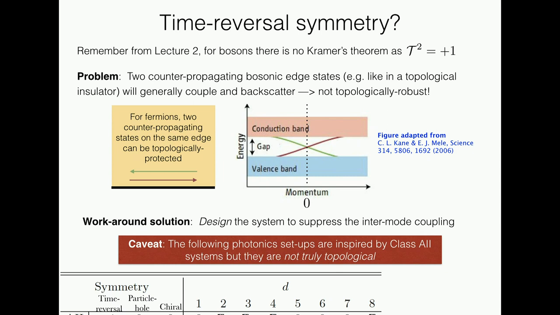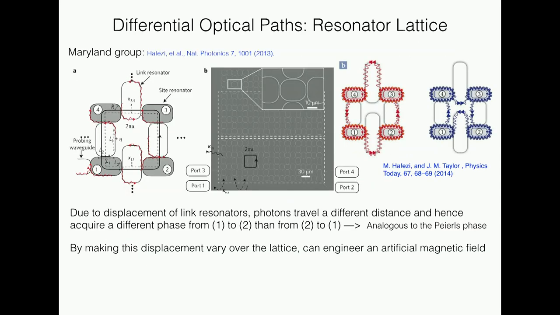But what we can do is we can try to make a system that basically suppresses any process that would couple these states. And so it's not real protection. It's just saying, well, if we can get rid of all of the processes that would allow a photon to go from one, whatever one spin state means, in this case, spin can be like polarization or something like that, or direction to another, then we can kind of say that we have this system. And so there have been some very important experiments that fit into this kind of class that aren't really topologically protected, but are inspired by topological phases of matter.